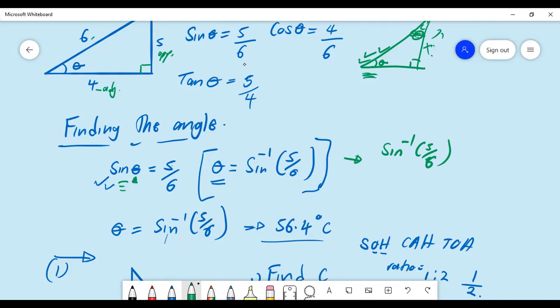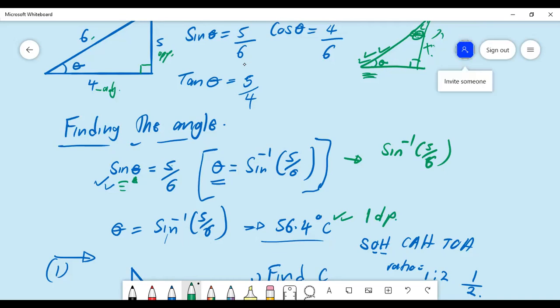Okay. Then you get the angle. So the angle we got was 56. So our angles are recorded in 1 decimal place. Are recorded in what? 1 decimal place.